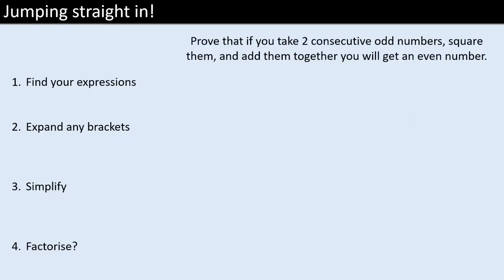So, jumping straight into algebraic proof, the kinds of questions that you might deal with could potentially be wordy, or they could be written algebraically. The kind of question that we've got here, which says prove that if you take two consecutive odd numbers, square them and add them together, you will get an even number, is a very classic kind of algebraic proof question. Okay, it's something that if you were to just rely on trying out numbers, you would get nothing for the question, okay?